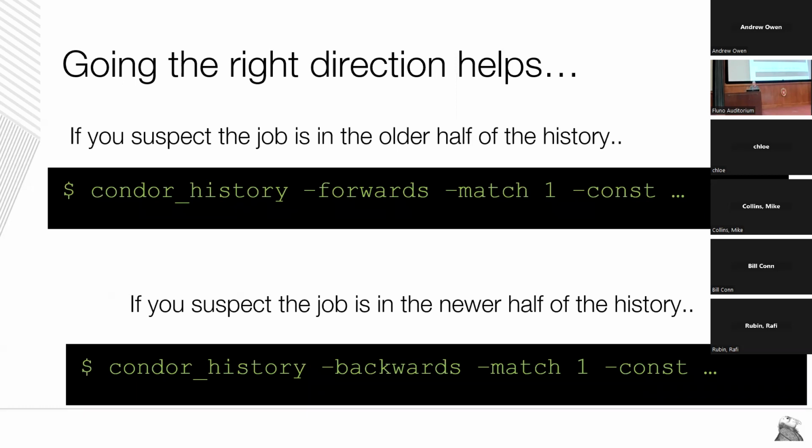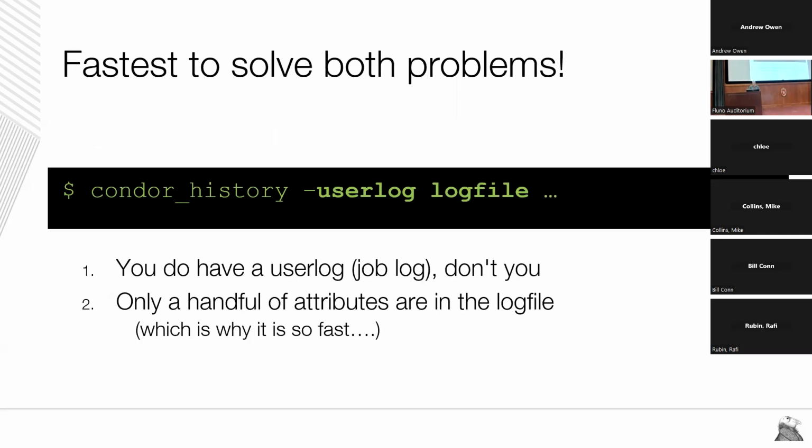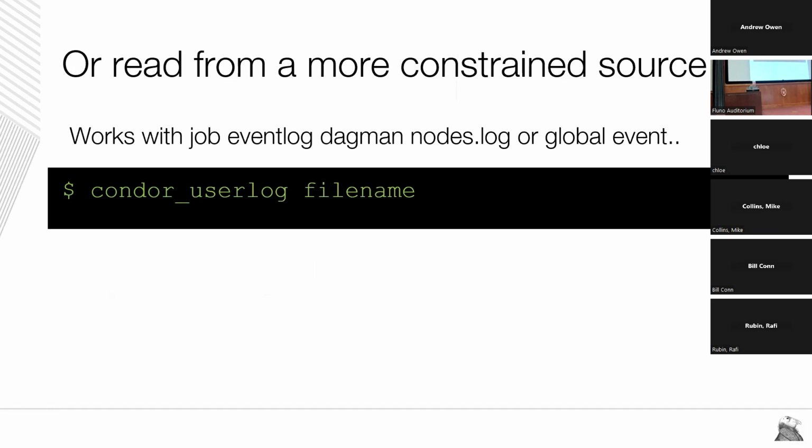So if you have a pretty good idea that your job was in the first part or the last part of the history file, this can help you speed up a bit. Now, another trick is condor_history takes a user log option, which we now call the event log. And this solves both problems at the same time, because the event log usually only has events for your jobs, not everyone, and it has fewer attributes for each job, which means you may not get the full set of things you're interested in, but it will go a gazillion times faster. condor_userlog, my new favorite tool, does a similar kind of thing.